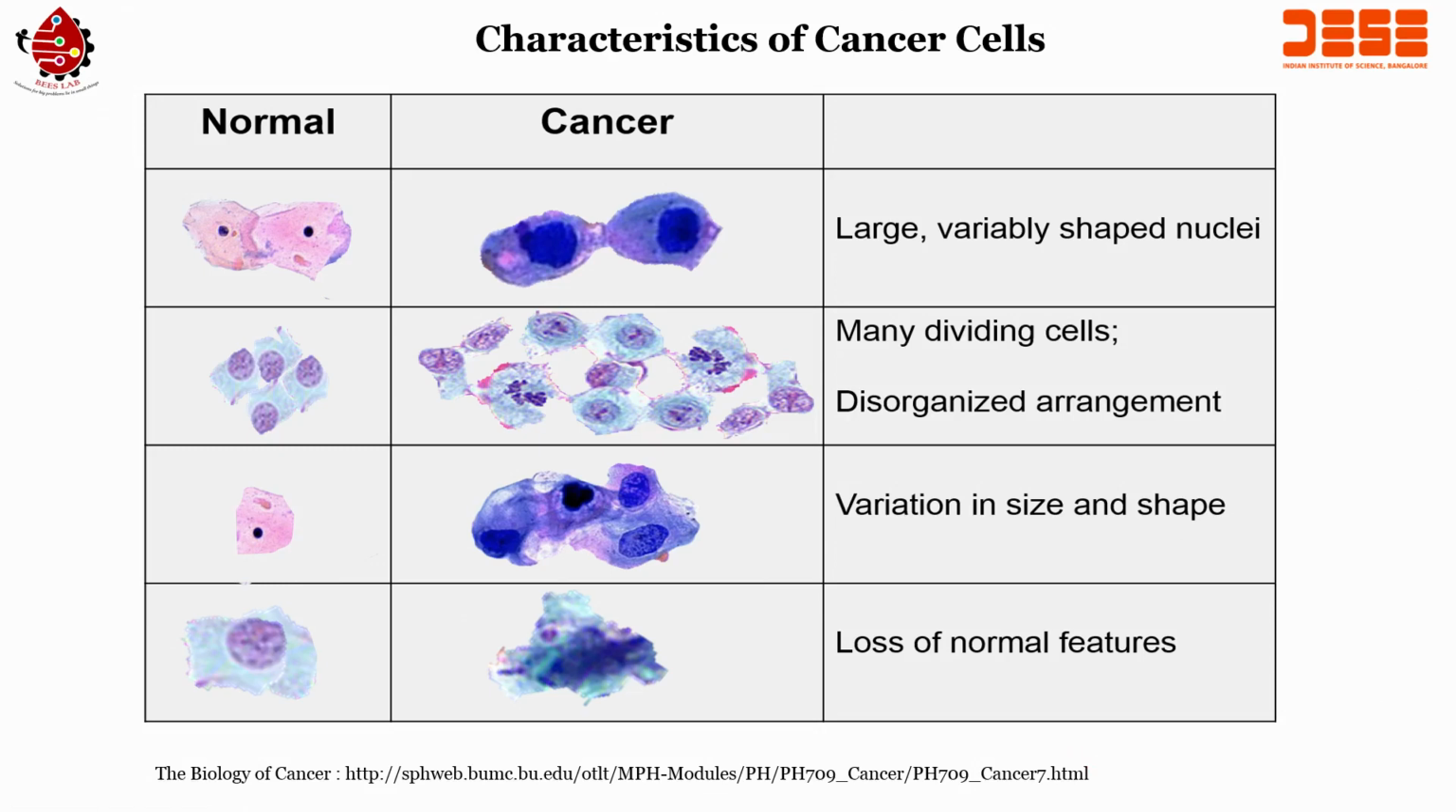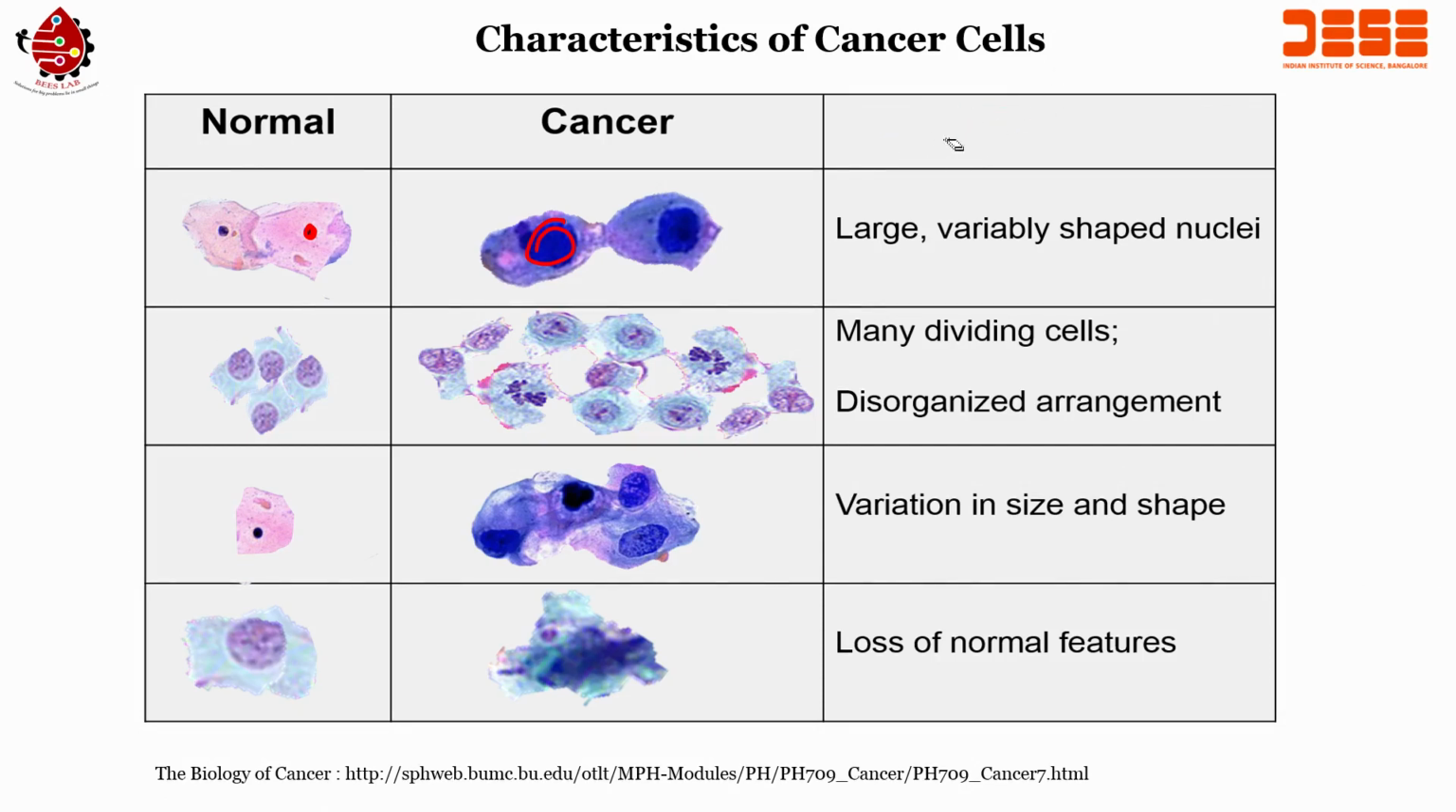But a gist of this particular slide is that if you have a normal cell and a cancer cell, then you can delineate normal and cancer cells based on morphology. So, what are the morphologies? First thing is that the cancer cells would have large, variably shaped nuclei compared to normal cells. You can see here the nucleus of a normal cell, and here the nucleus of a cancer cell. The blue color is because of the biomarker called DAPI, that stains the nucleus blue.